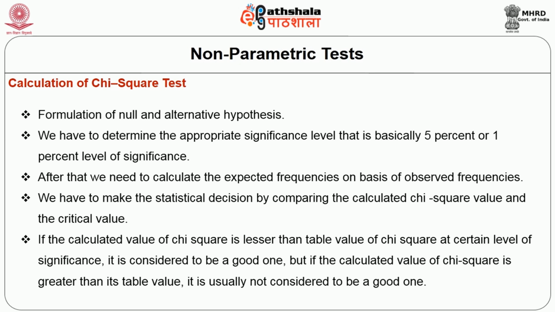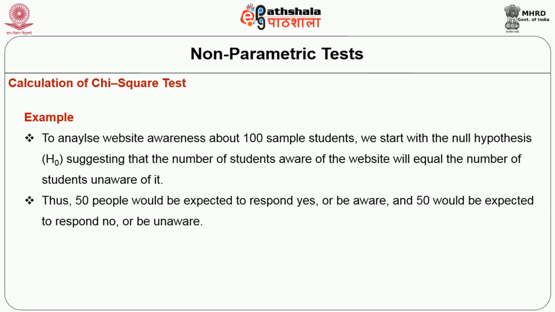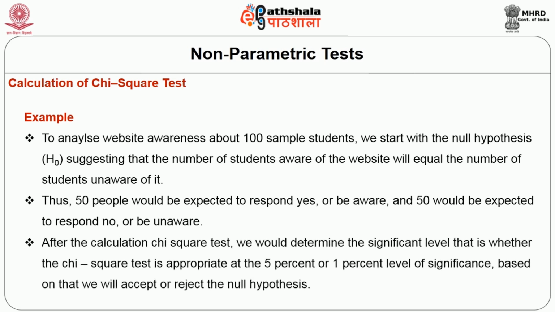a good one. Say for example, to analyze website awareness about 100 sample students, we start with the null hypothesis that the number of students aware of the website will be equal to the number of students unaware of it. Thus, 50 people would be expected to respond yes or to be aware, and 50 would be expected to respond no or to be unaware. After the calculation of chi-square test, we would determine the significant level, that is whether the chi-square test is appropriate at the 5% or 1% level of significance. Based on that, we will accept or reject the null hypothesis.